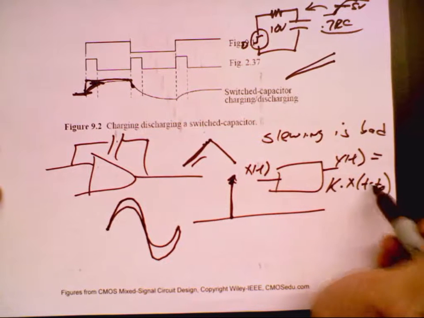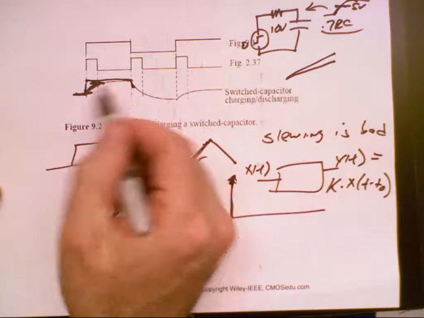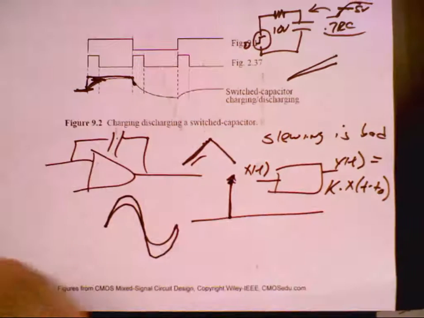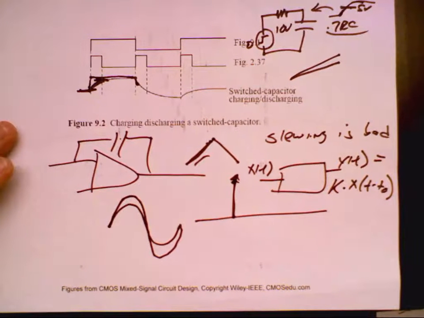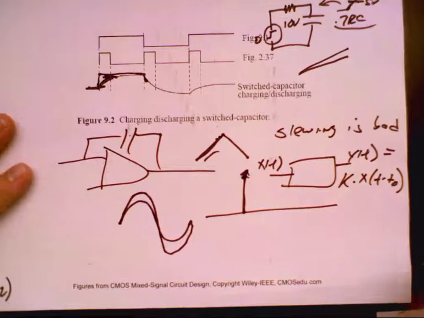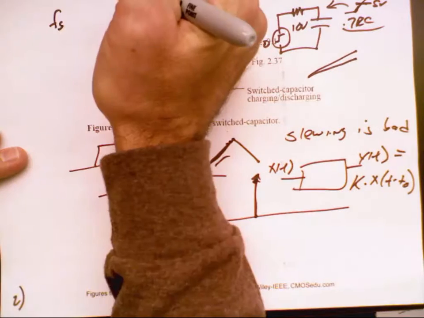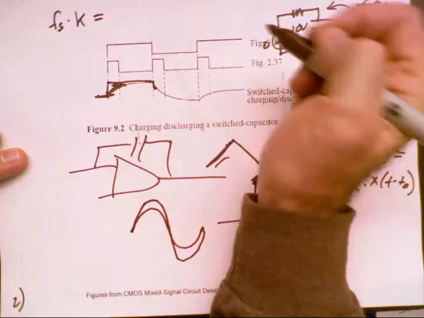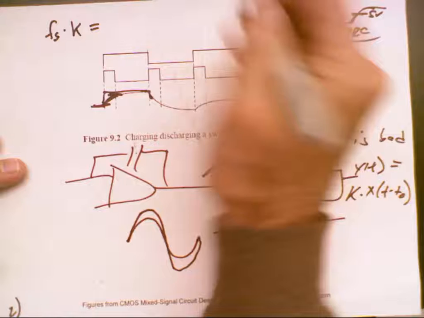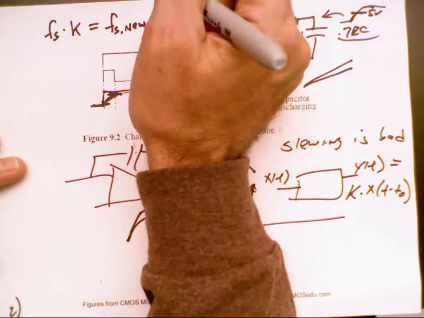Does everybody follow this? Okay, so doing this isn't a problem. It's when I start to slew or other things change. Any questions? So before I move on, if f sub s is our sampling frequency and we have k paths, that's equal to f sub s new. Does everybody agree with that?